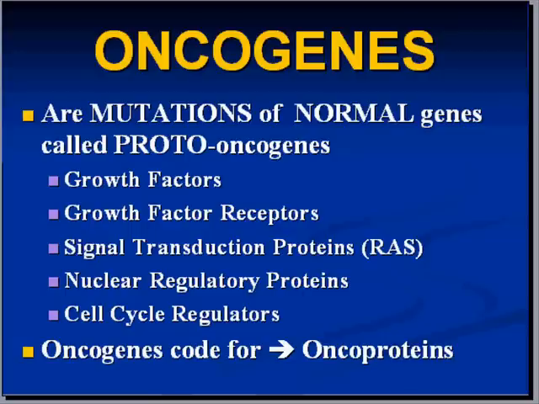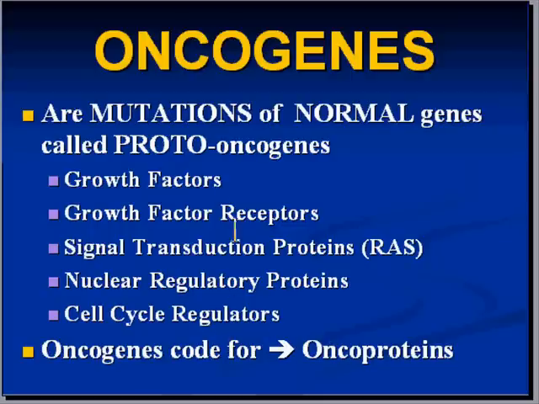Let's now look at the whole process by which mutated genes become cancer-causing agents. And the best way to understand that is to remember that many of the genes in our body, which do not make proteins, regulate growth or regulate DNA or regulate cell cycle in one way or another. And these are called proto-oncogenes. These are normal genes. Well, a mutation of a normal proto-oncogene is called an oncogene. And these are the abnormal genes now which make abnormal proteins called oncoproteins.